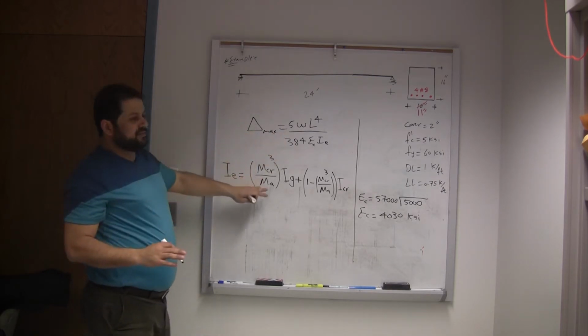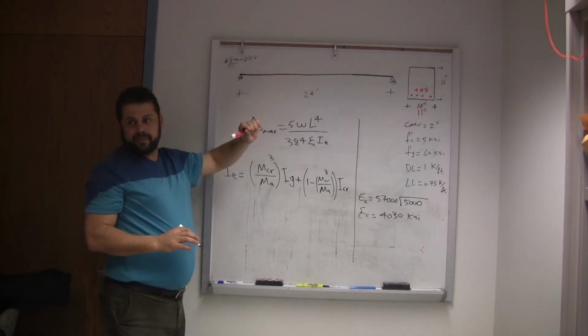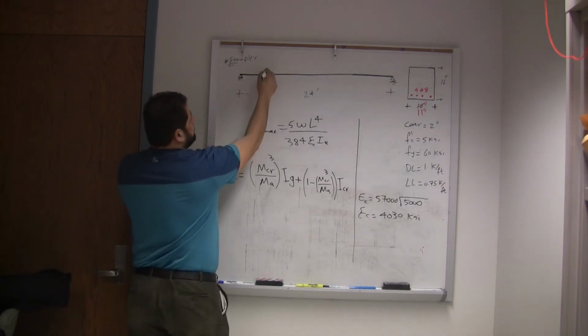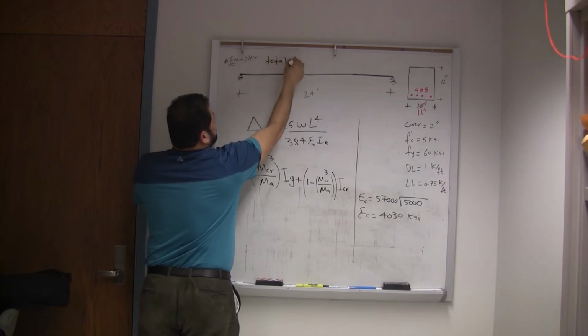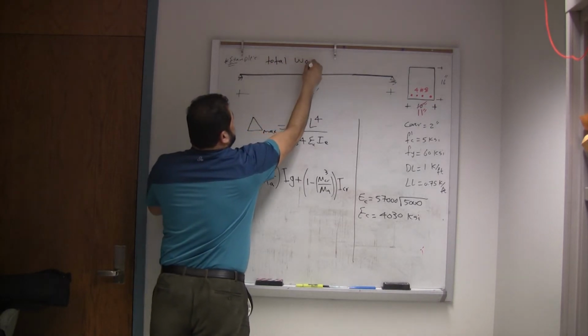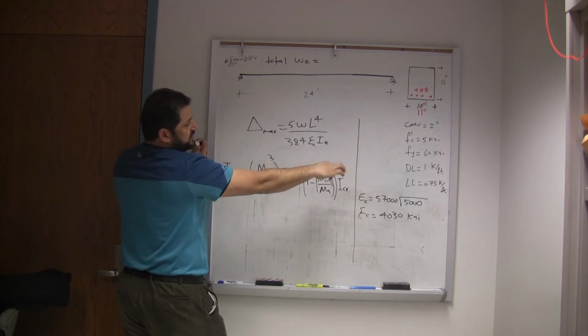Ma is the maximum service load moment on the beam. Service loads are total service load Wa equal 1.75, right?